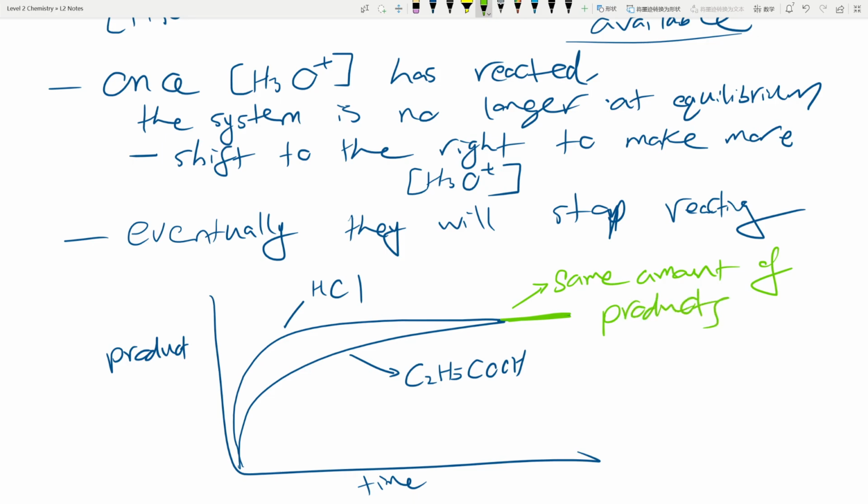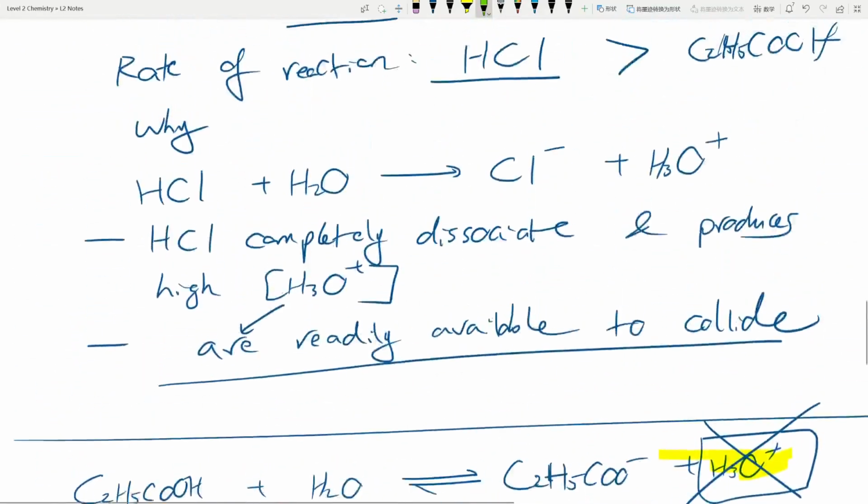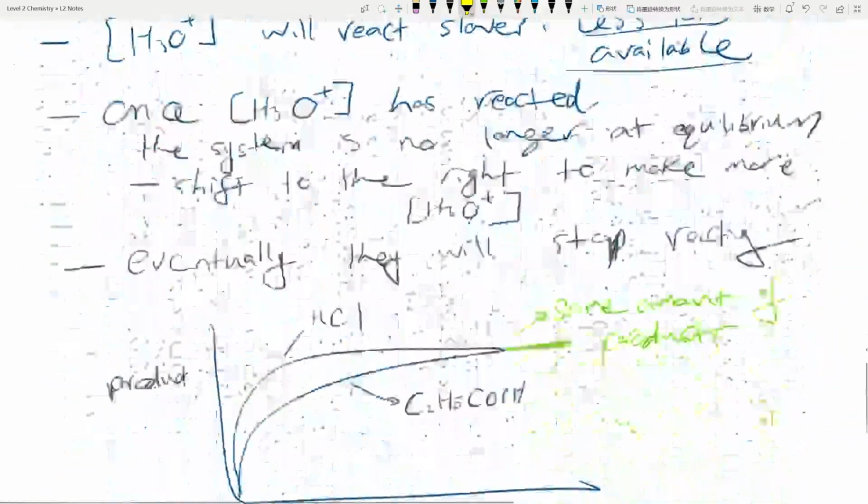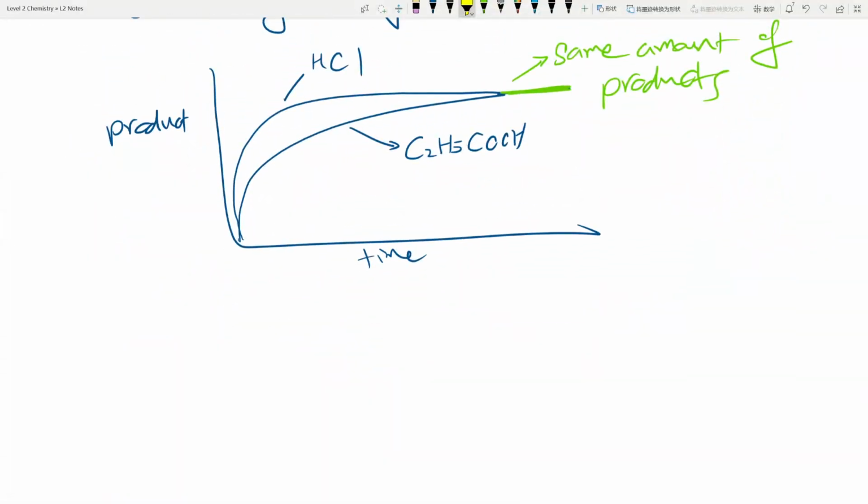Why is that? Because you had the same number of moles. Okay, you had the same number of moles, the same amount of the ingredients. You're not going to magically create more products that way. One just simply happens to react faster than the other.